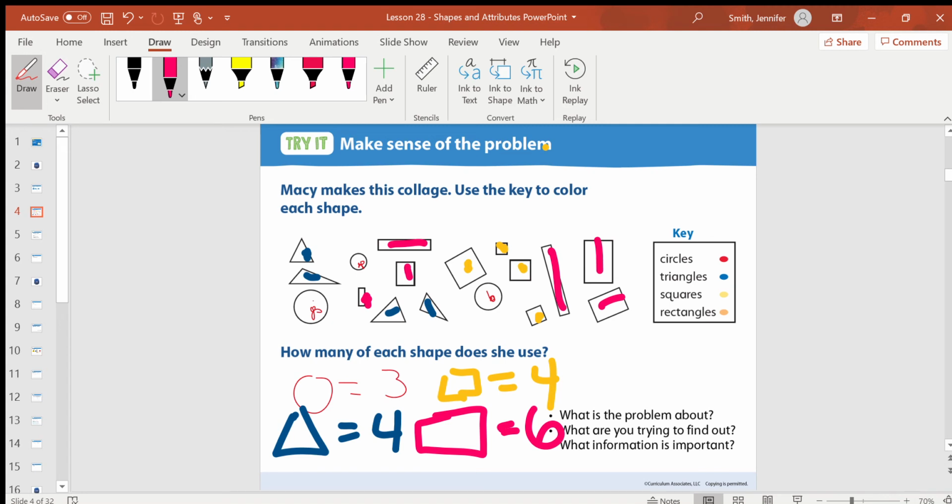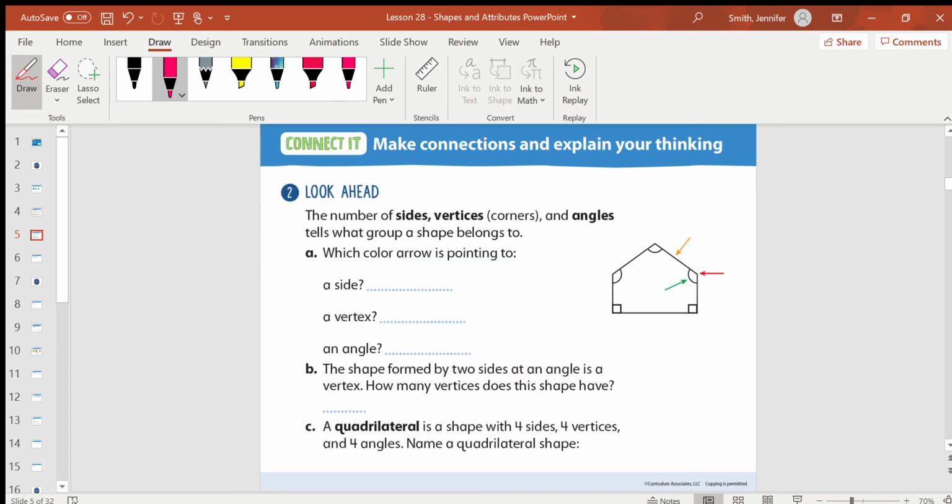Let's move on to the next slide. Looking ahead, this week we'll be talking about the number of sides, vertices or corners, and angles that tell what group of shape belongs to.